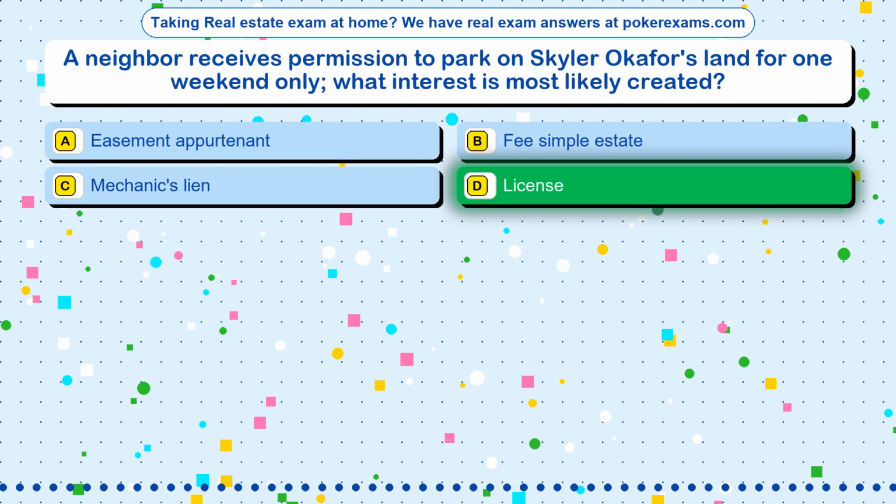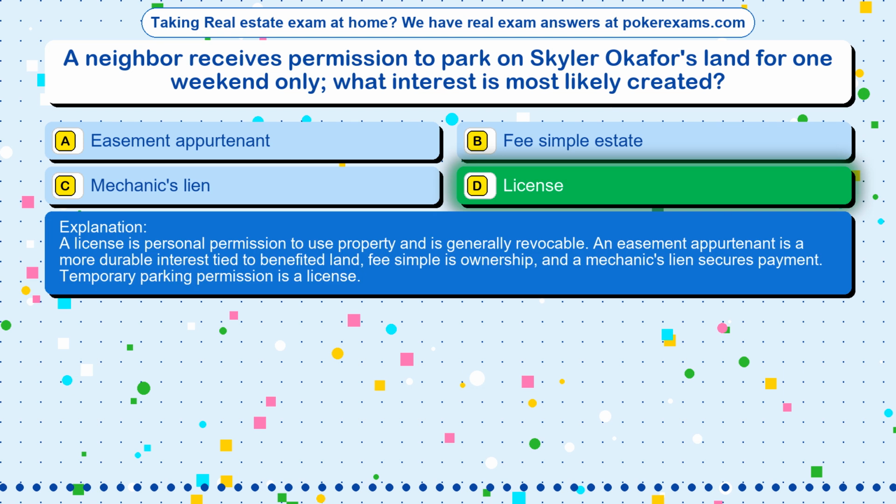The correct answer is option D, license. A license is personal permission to use property and is generally revocable. An easement appurtenant is a more durable interest tied to benefited land, fee simple is ownership, and a mechanic's lien secures payment. Temporary parking permission is a license.